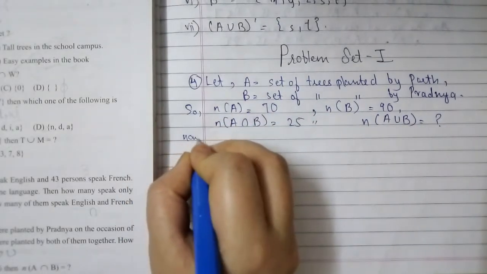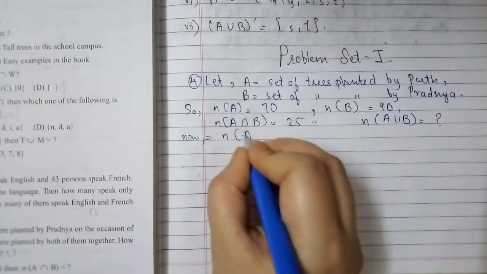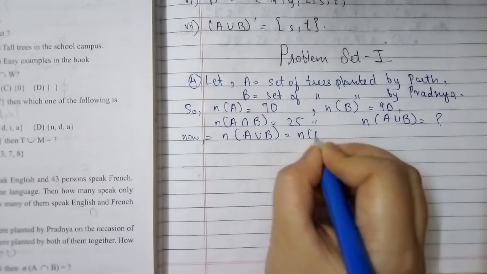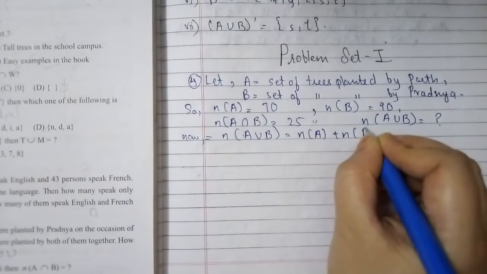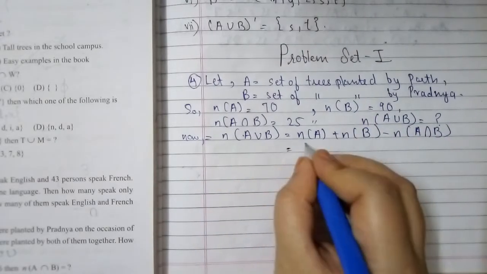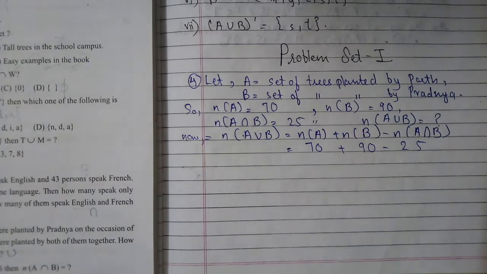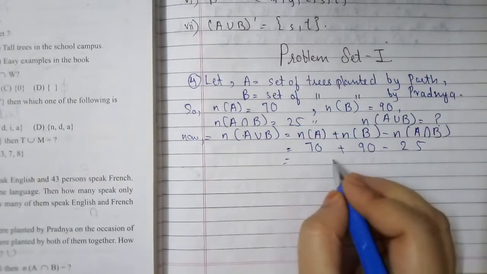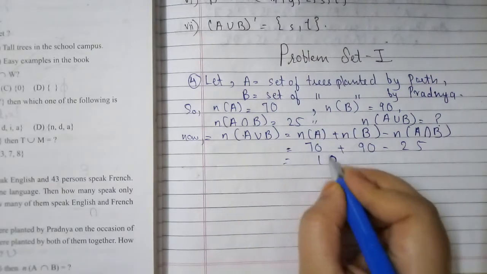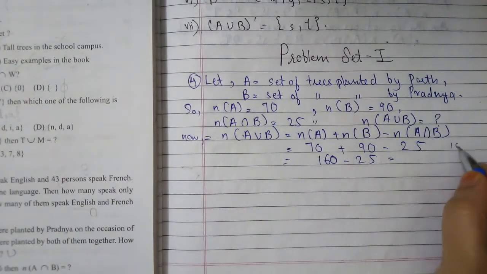Now let's write our common formula: number of elements in A union B is equal to number of elements in set A plus number of elements in set B minus number of elements in the intersection set. So all the values are given. First is 70, then 90, minus 25. Now 70 plus 90 will be 160. So 160 minus 25 will be 135.